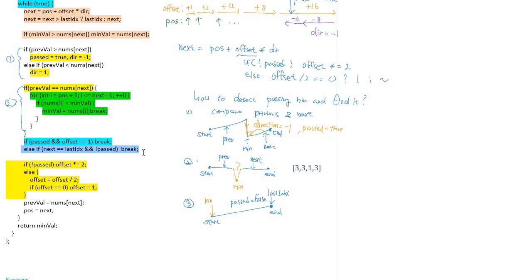And this condition is to detect the third pattern. The next index reaches the last index, but it has not passed the minimum value. In this case, it's a steadily increasing pattern, so we know that the starting point is the minimum value. So finally, it returns the minimum value.